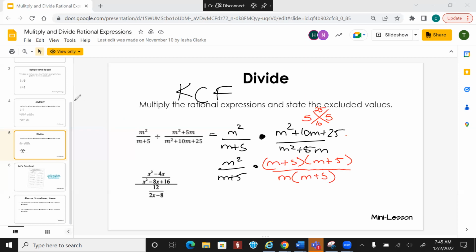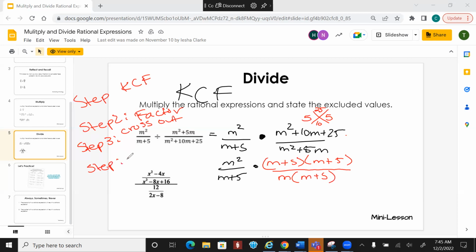Okay, so for division, step 1 was keep, change, flip. Step 2 is to factor. Step 3, we're going to cross out or simplify. Step 4, state the excluded values. Okay, so now we're going to cross out. So we can cross out that m plus 5 in the top and the bottom. We can cross out that m plus 5 in the top and the bottom.